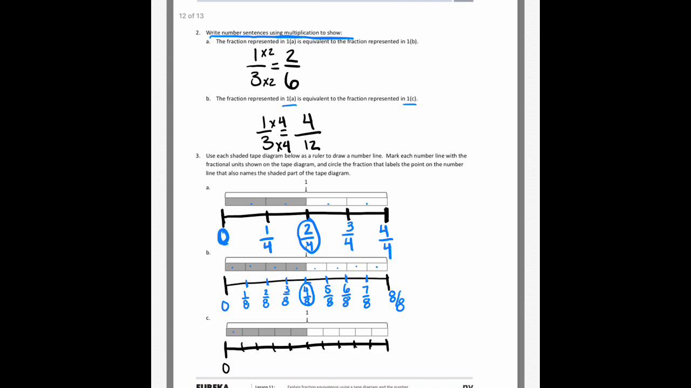And when I end up counting all the boxes, it looks like we have 10. So I'm going to count by tenths. So I'm going to say 1/10, 2/10, 3/10, 4/10, 5/10. And I'm going to circle that because that's where it's shaded. 6/10, 7/10, 8/10, 9/10, and 10/10.